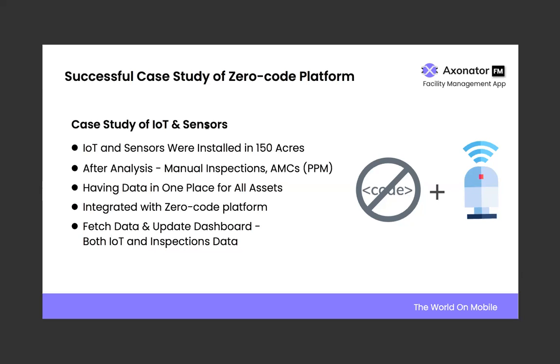After our study and analysis of their current processes and the kind of data the IoT devices were fetching, we came to the point that they needed a zero-code platform for automating their inspections, manual data collection, work orders, and audits. They needed mobile apps for their moving staff, because they were using paper forms for collecting inspection data and so on, and that was not helping them get data onto the central dashboard.